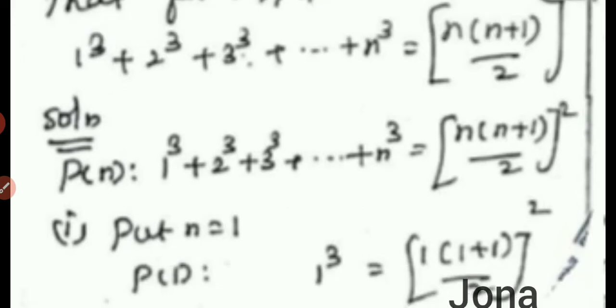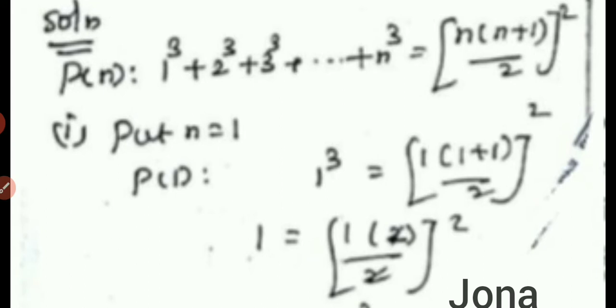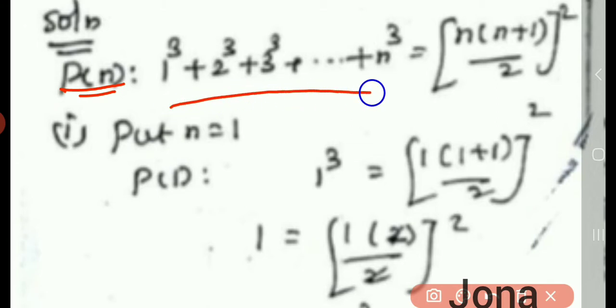Okay, the first step is, let us consider this given problem as P of n. So P of n equal to 1 cube plus 2 cube plus 3 cube plus etc. plus n cube equal to n into n plus 1 by 2 the whole square. The first step, we have to take n equal to 1. Wherever we have n, we have to substitute 1 here.